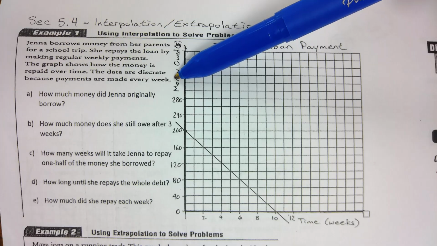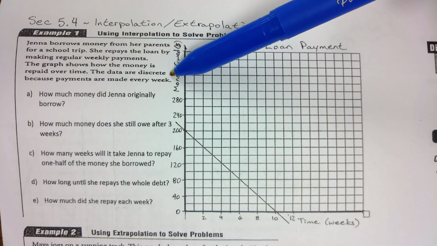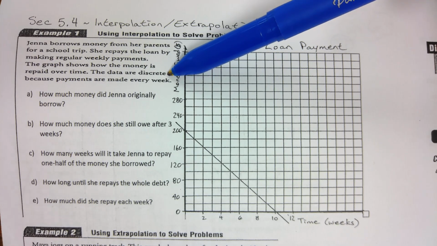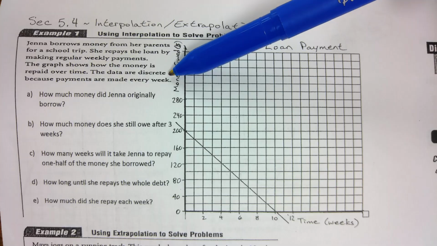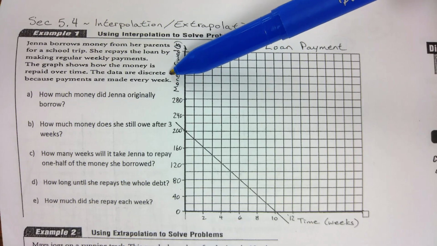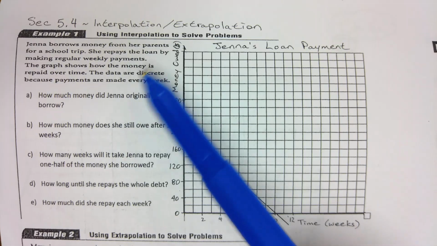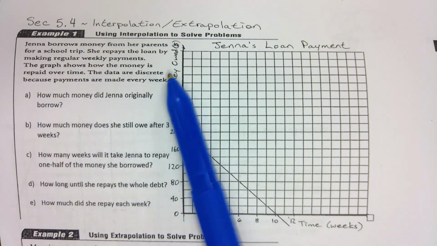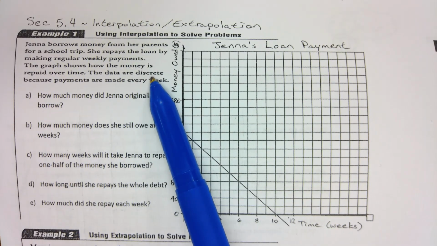Okay, so remember last week we talked about discrete and continuous. So discrete meaning that you don't have decimal values in between. So for example, since she's repaying every week, she's not paying after 5 days 50 cents or something like that. So that's why the data is discrete. She's not paying in between the weeks.